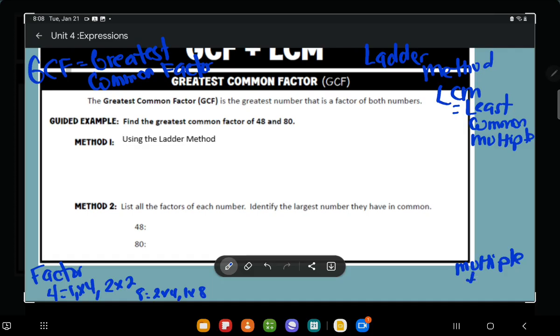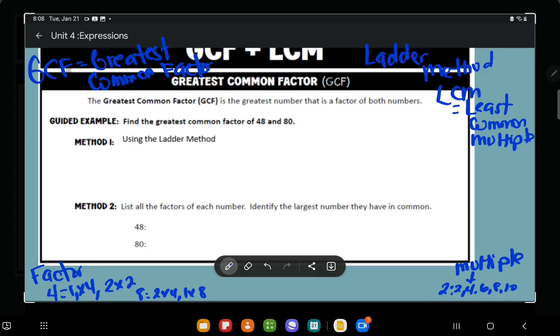Multiples: the easiest way to think of multiples is skip counting. When we're counting by twos, that's called skip counting. So multiples of 2 would be 2, 4, 6, 8, 10, and so on. Multiples of 5 would be 5, 10, 15, 20, and so on. So those are multiples, and those are factors.